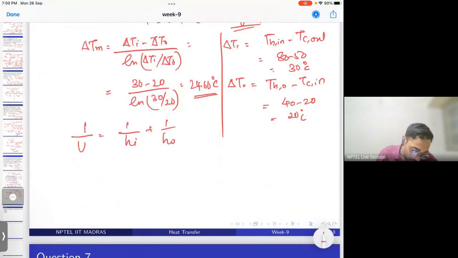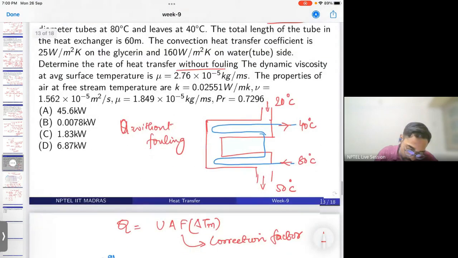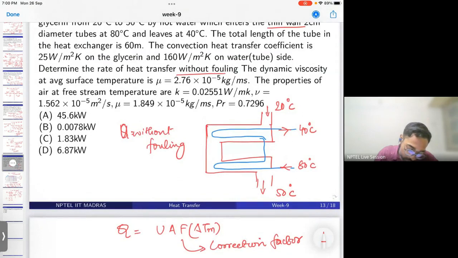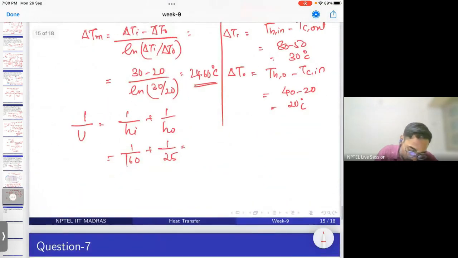So it's only the convection resistance which comes into play. So it will become 1 by Hi, that is 160, plus 1 by Ho is 25. The inner heat transfer coefficient is given, the outer heat transfer coefficient is also given. If you calculate, you will get U as 21.612 watts per meter square Kelvin.